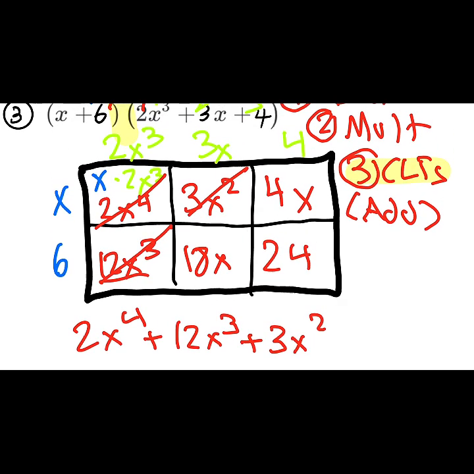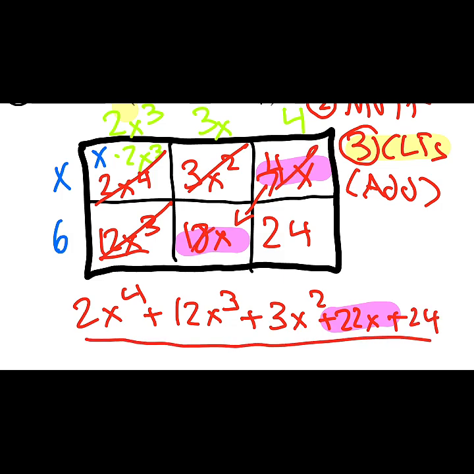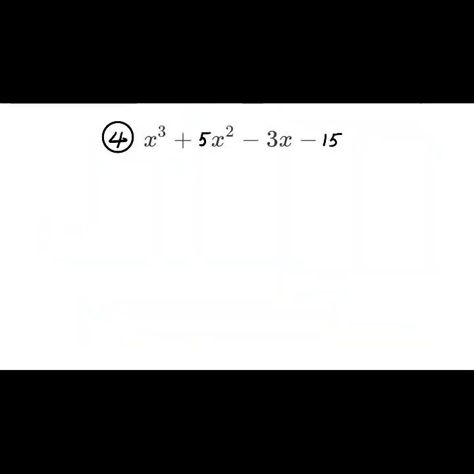Pretty straightforward process. All right, now this is why you have to check every one, not just drop them. 4x and 18 can combine. So we got to combine them into 22x. And finally, we have 24. Yeah, and that's our final answer. We can't combine anything else. We're done. All right, we're going to go on to number 4 now.